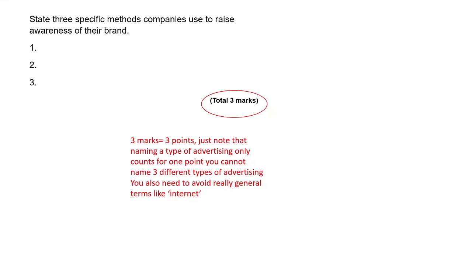So first one, state 3 specific methods company use to raise awareness of their brand. So 3 marks, nice and simple, 3 bullets. Just note that naming a type of advertising only counts for 1 point. So you can't name 3 different types of advertising. You also need to avoid really general terms like internet. So what you can't do is say TV and then mention something else in TV and that sort of thing. It's got to be very, very different things. Okay, so 3 minutes, pause the video, have a go answering.